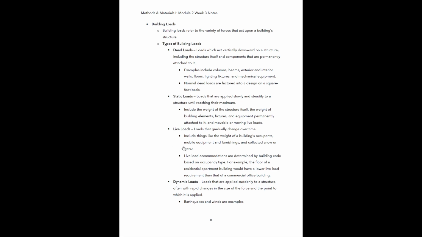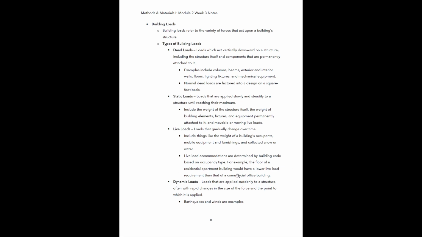Okay, occupancies, that should have been something you learned about in your codes course in the past. Basically, they will refer to that, and then they will determine, based on the program requirements of the building, what kind of live load calculation we need to factor into the design. Live load accommodations are determined by a building code based on occupancy type, like I said.